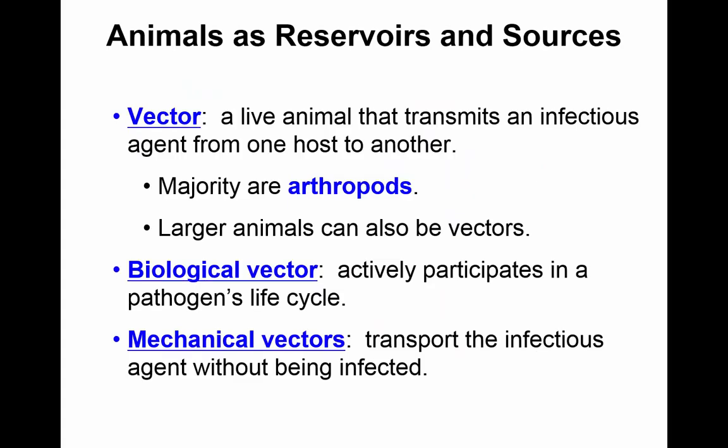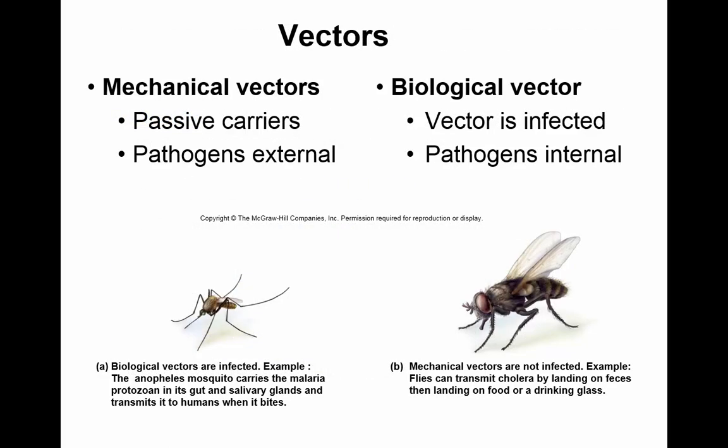Then we also have animals that are reservoirs. And we talk here about vectors, an animal that transmits that infectious agent from one host to another. And most of the time these are arthropods. In other words, most of them are going to be insects. And we look here at the biological vectors that actively participate in the pathogen's life cycle. It would cause signs and symptoms in the biological vector. And here we're looking at the mosquitoes that transmit malaria.